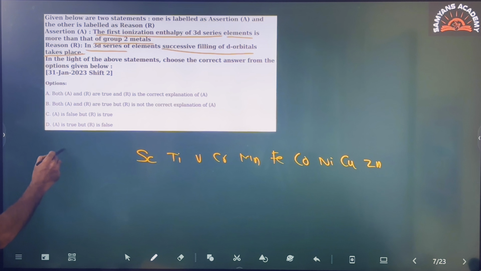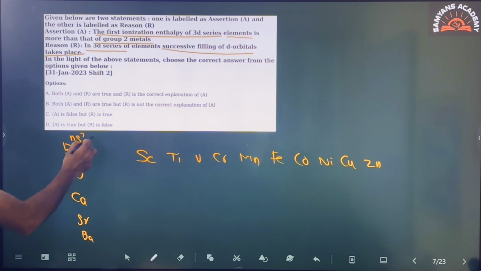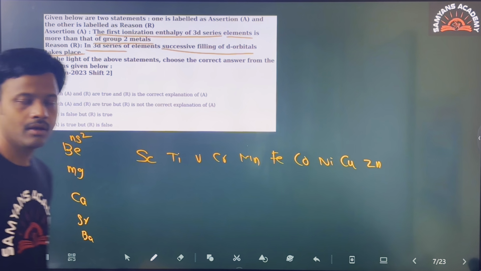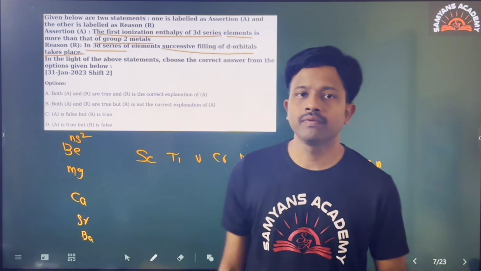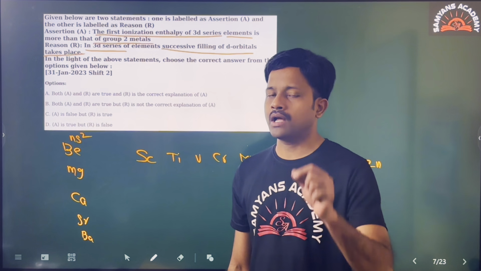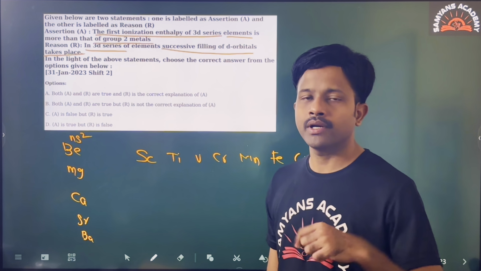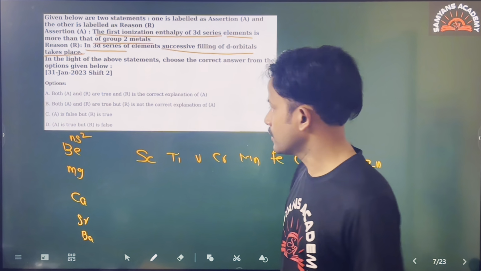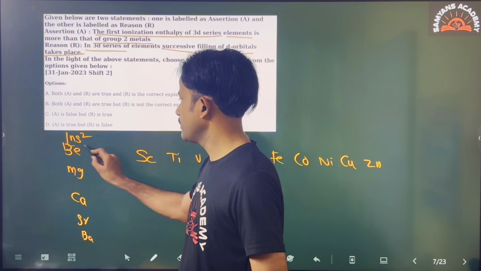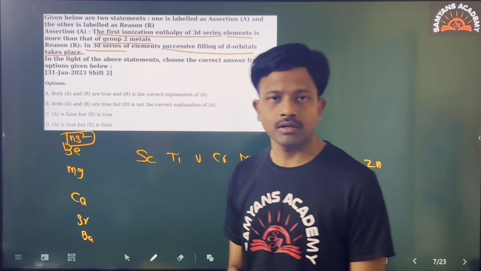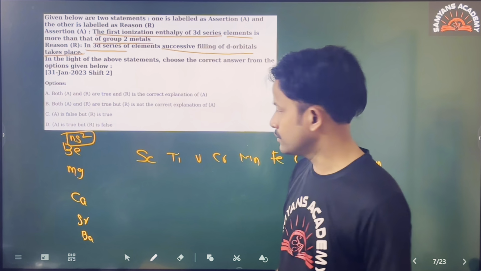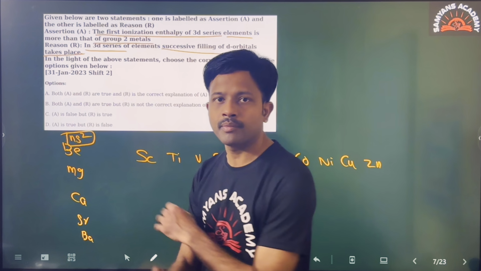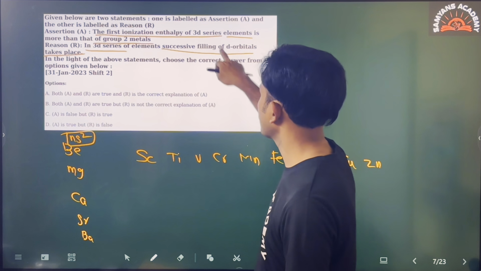What are the group 2 metals? Beryllium, magnesium, calcium, strontium, barium, radium. Group 2 metals all have ns2 electron configuration, right? Elements with a fully filled or half-filled configuration have more ionization energy compared to all other elements. Yes or no? The common electron configuration of second group elements is ns2. It has more ionization energy compared to all other elements, but it is given wrong here.